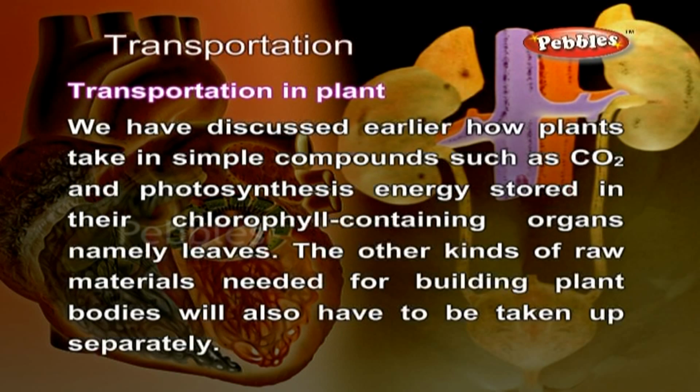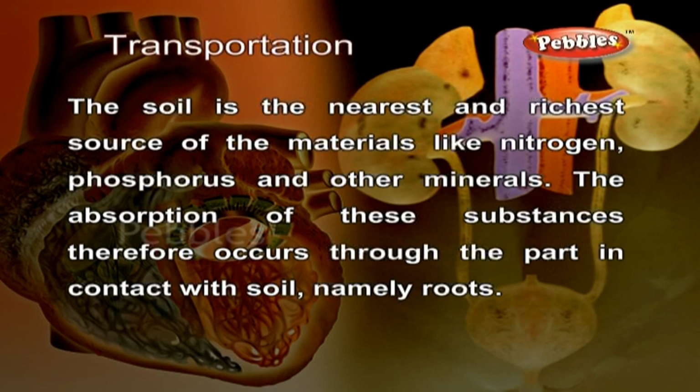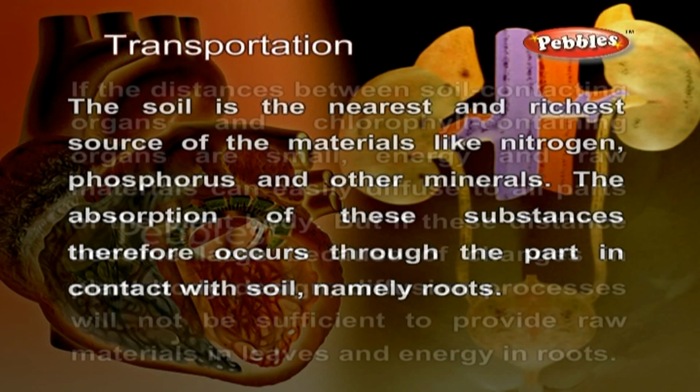Transportation in plants. We have discussed earlier how plants take in simple compounds such as carbon dioxide and photosynthesis energy stored in their chlorophyll-containing organs, namely leaves. The other kinds of raw materials needed for building plant bodies will also have to be taken up separately. The soil is the nearest and richest source of raw materials like nitrogen, phosphorus and other minerals. The absorption of these substances therefore occurs through the part in contact with soil, namely roots.